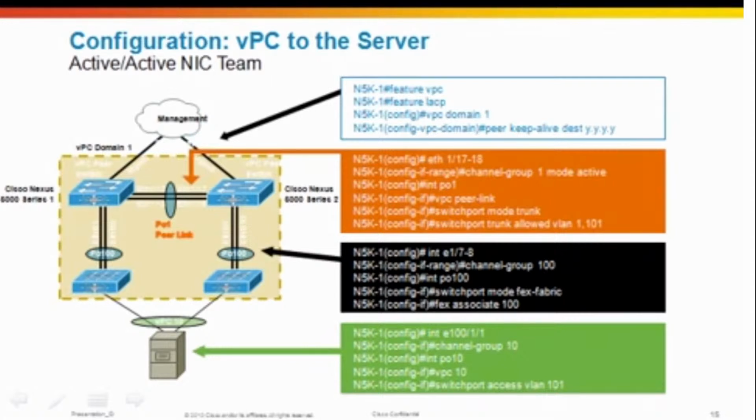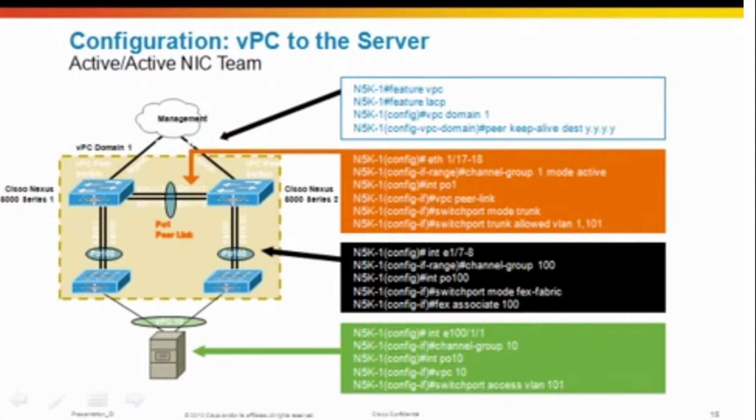Now, once we've configured our VPC domain and our peer keep alives, we're going to go ahead and configure the peer link between both 5Ks in orange. This is the second step. So, for example, here we have two interfaces, Ethernet 1/17 and Ethernet 1/18. We'll place them in a port channel, mode active, so we'll use LACP.